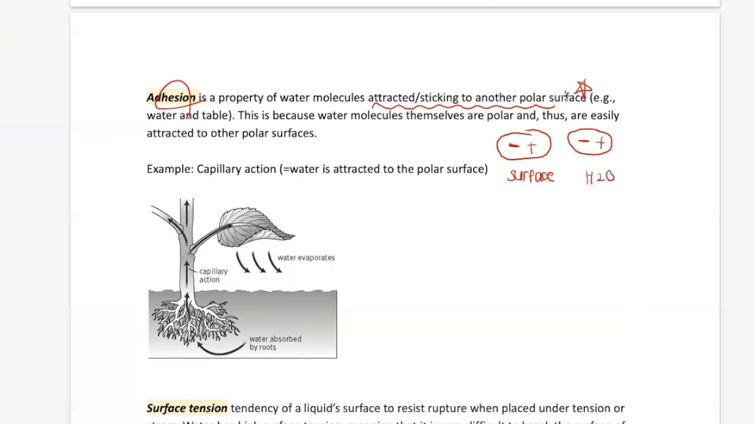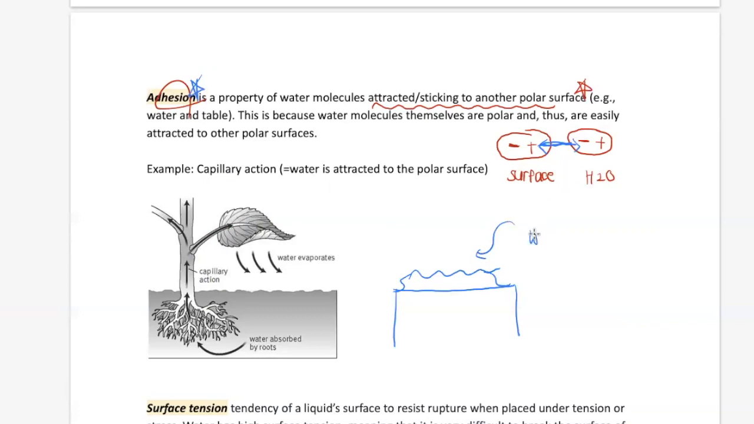So we learned about the basic Coulomb's law. So the positively charged portion of the surface will be attracted to the negatively charged portion or the oxygen end of the H2O molecule, or vice versa. So polar molecules essentially attract one another, and that property for water is called adhesion. Like let's say you just spilled water on a table. Okay, so assume this is a table and you just happen to spill water.